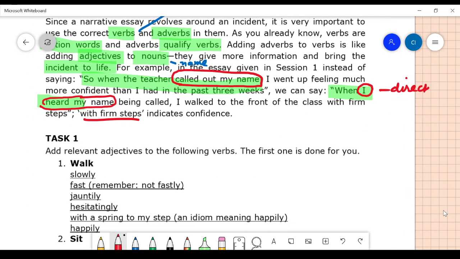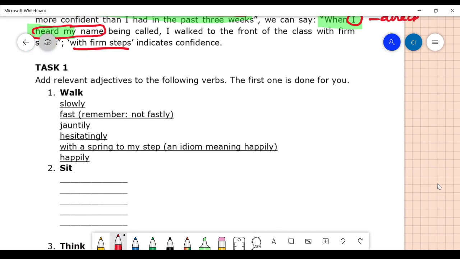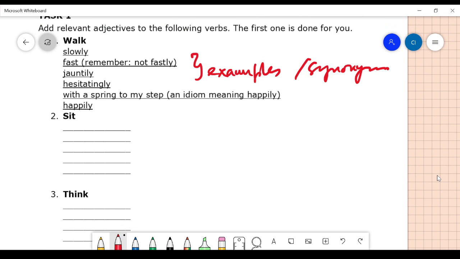Add relevant adverbs to the following words. This one is done for you. Slowly, fast, jauntily, hesitatingly, with a spring to my step, meaning happily. So these are some examples, and I have used some synonyms also. Likewise, how do you sit? Sit relaxed and comfortably.